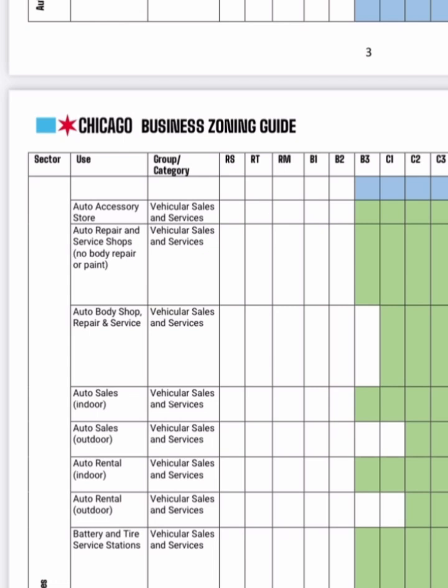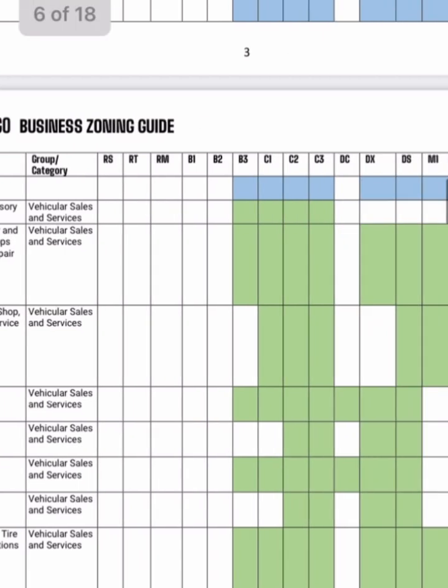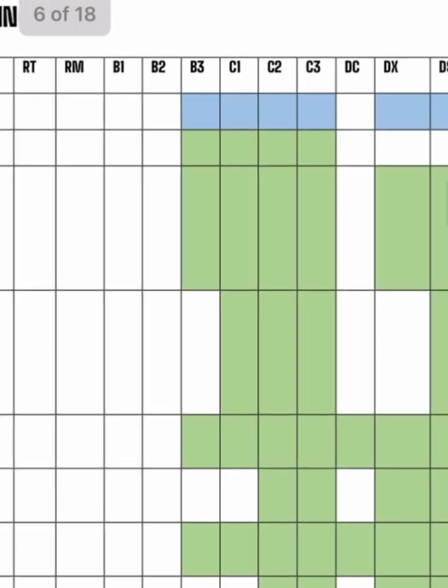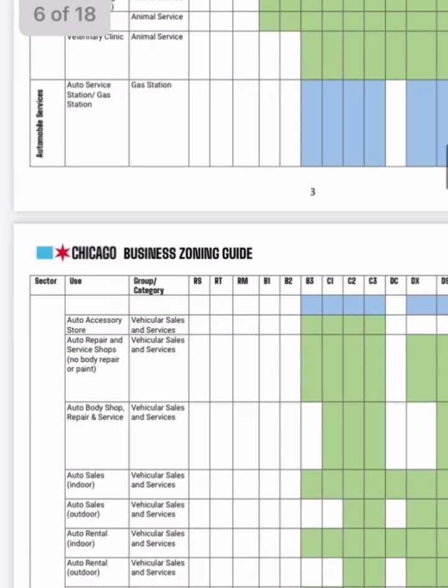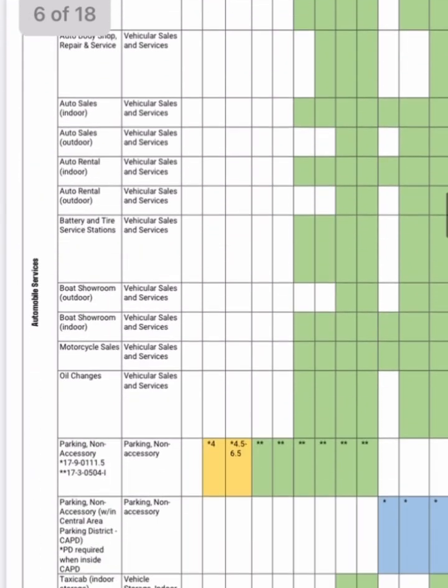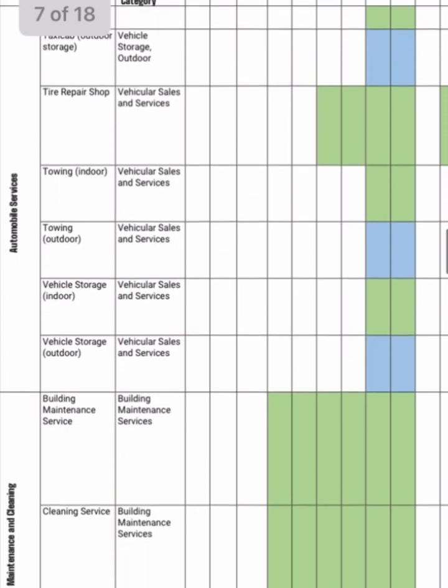But maybe something like selling headlights or some basic tires, without putting them on the vehicles, could be accommodated in business 1, business 2, or even a residential space. So I'm not sure the guide really reflects all the possibilities here. Let's go to our next category.